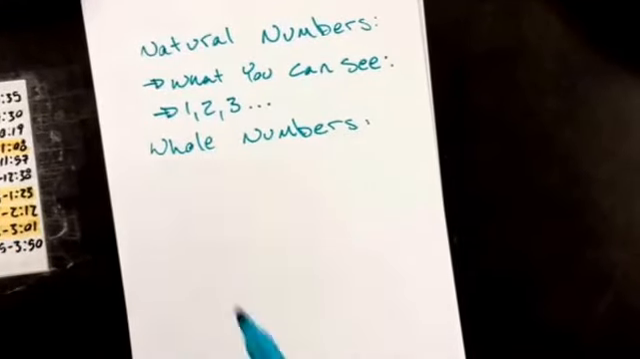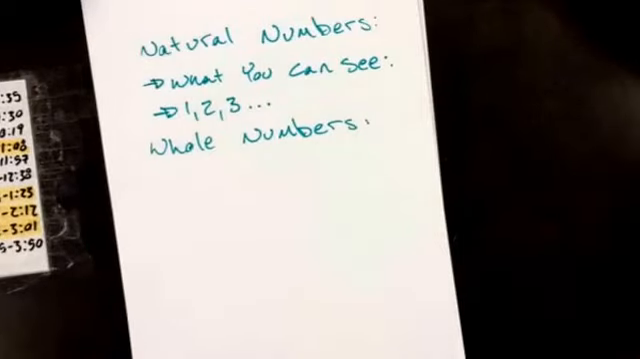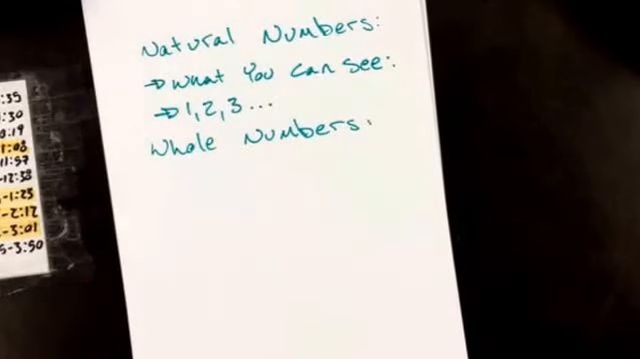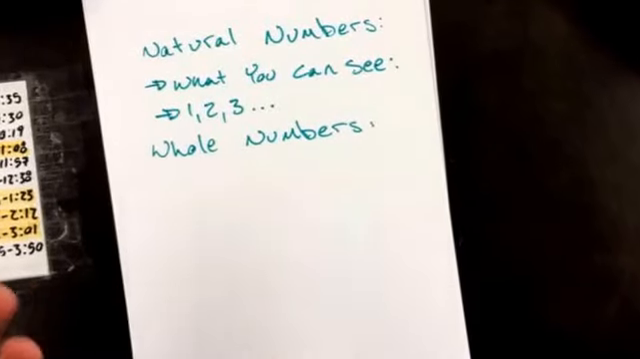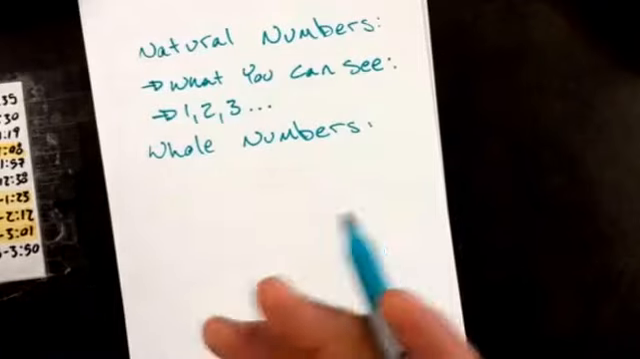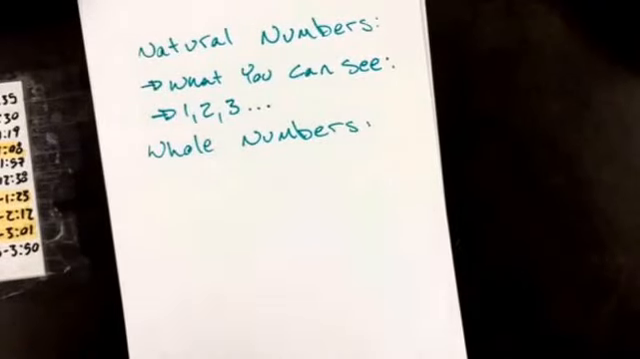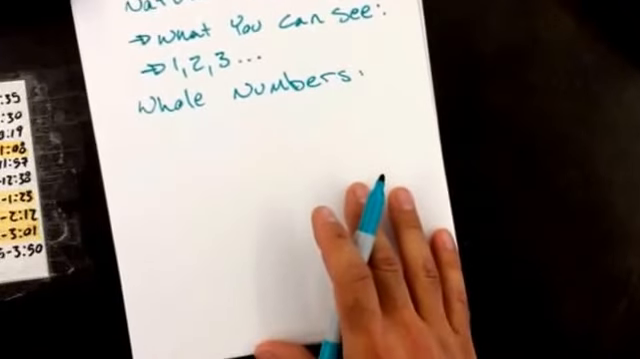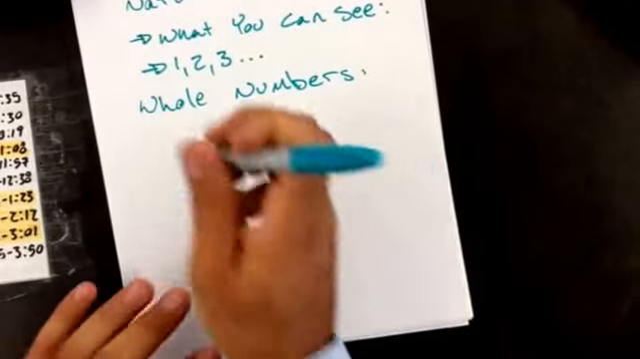So whole numbers, I say it's what you can own. You could own 0 cars. You could own 50 billion cars. You couldn't own a car and a half. You can't have part of a car. So it's either a car or it's not a car. If you got a headlight, that's not a car, sorry. So you can't own a fraction of a car. So whole numbers, what you can own.